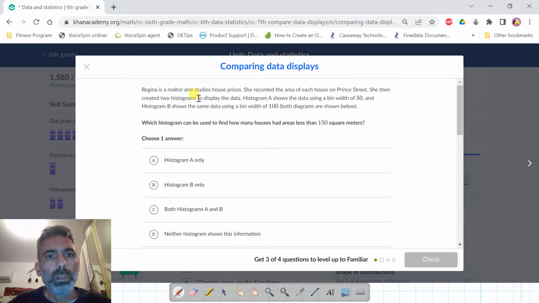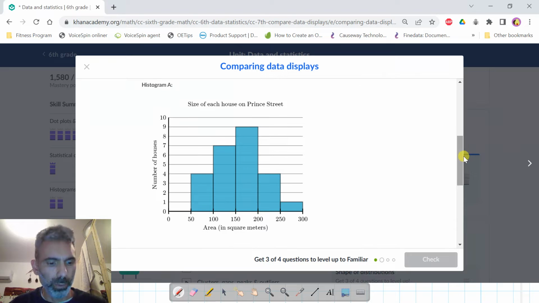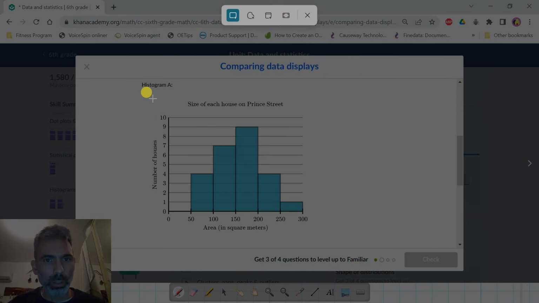Regina is a realtor and studies house prices. She recorded the area of each house on Prince Street. She then created 2 histograms to display the data. Histogram A shows the data using a bin width of 50, and histogram B shows the same data using a bin width of 100. Both diagrams are shown below. So let's have a look at the diagrams, and let me copy them to the board.